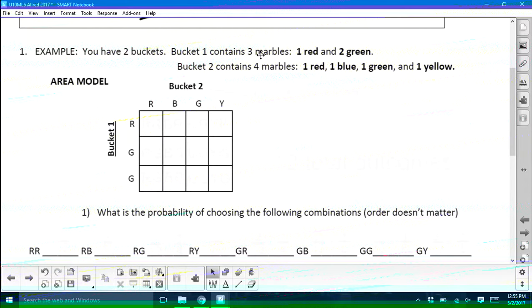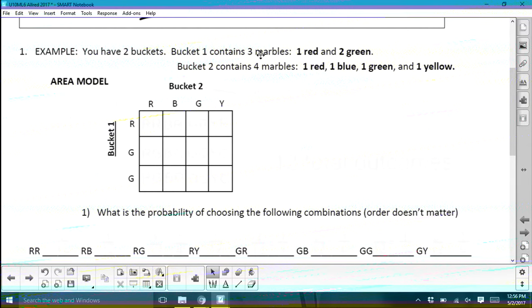In bucket 2, you actually have 4 different marbles. How about that? I know math class is so exciting. You have 1 red marble, 1 blue marble, 1 green marble, and 1 yellow marble. You might notice that I have lost my marbles. You can take that to mean whatever you want it to mean, but we're going to talk about using this area model to find probability.